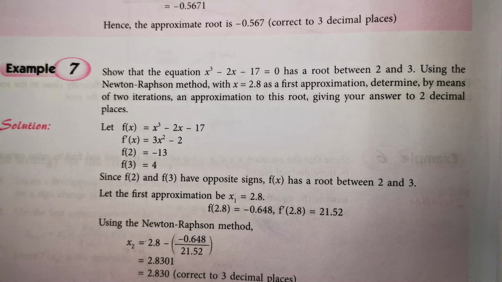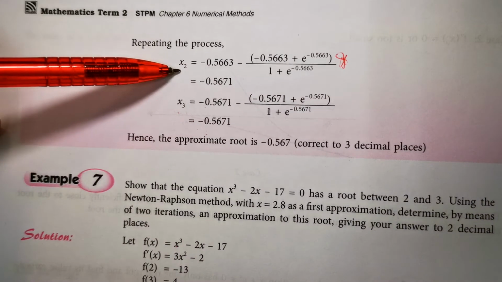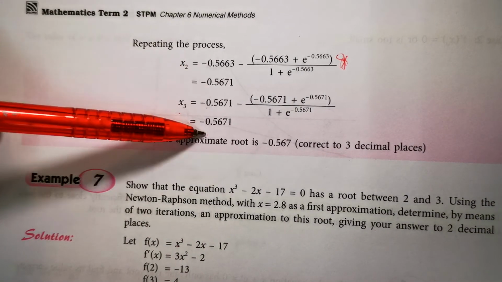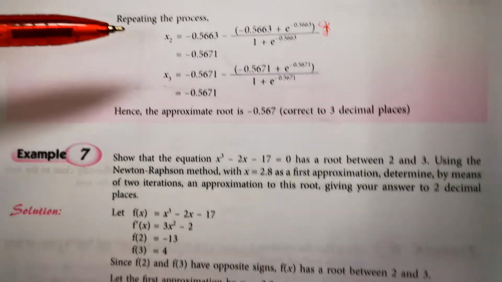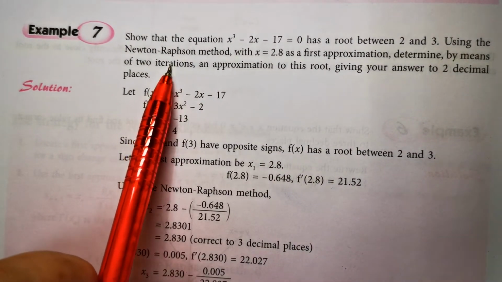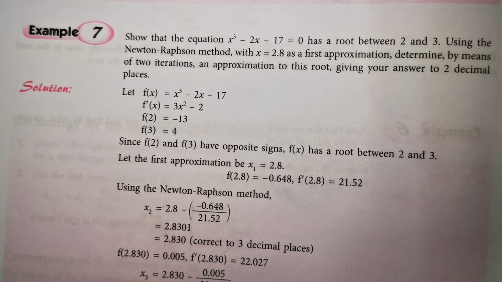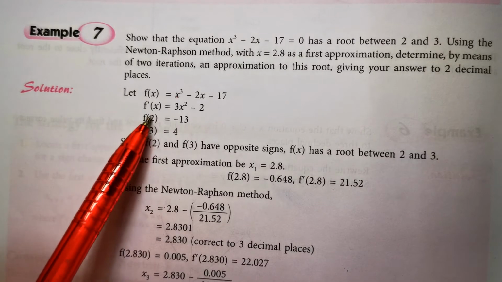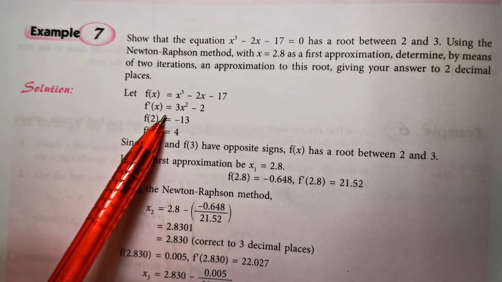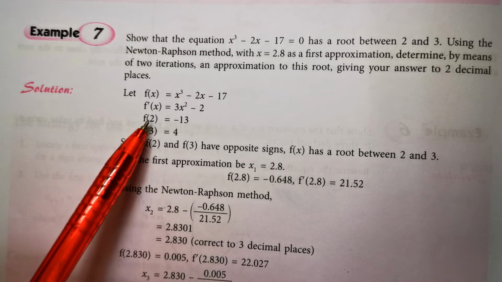This is what I meant just now, remember? Where to stop? First is, like just now, we get 2 consecutive answers which are the same. Then we can stop. Next is to follow the question. The question only wants 2 iterations, meaning they only want you to show another 2 more answers. Okay? So f(x), remember to differentiate it, f prime x. To show there is a root between 2 and 3, we calculate.